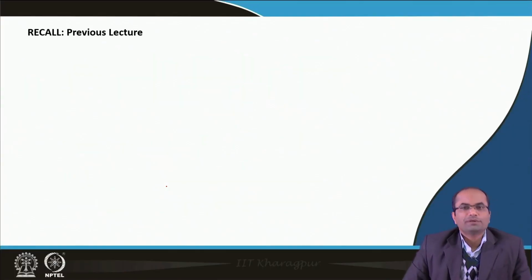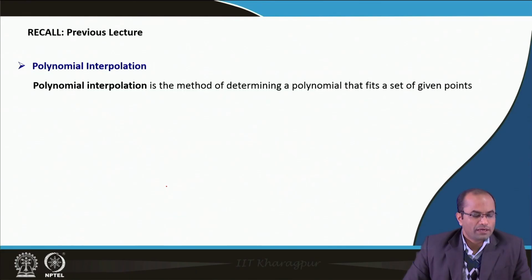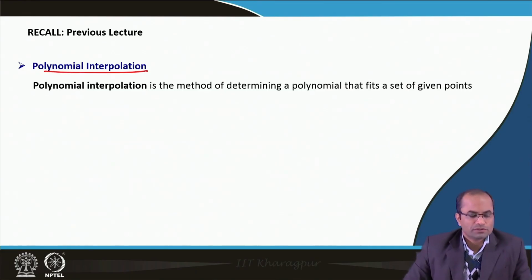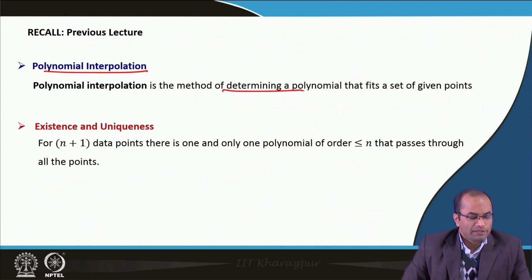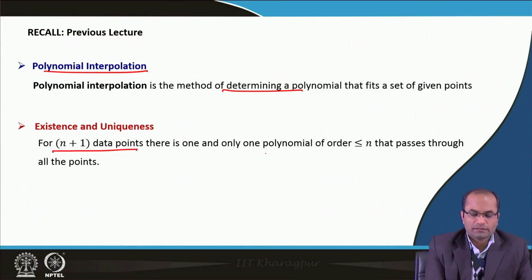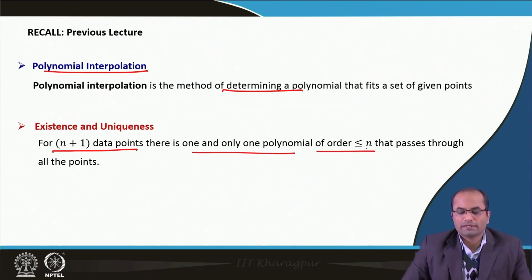So, just to recall, in the previous lecture we discussed what polynomial interpolation is. It is the method of determining the polynomial that fits a given data set, and we also talked about existence and uniqueness. Basically, there is only one polynomial which passes through given data points. So, if there are n plus 1 data points, then there will be only one polynomial of degree less than or equal to n that passes through all the points.